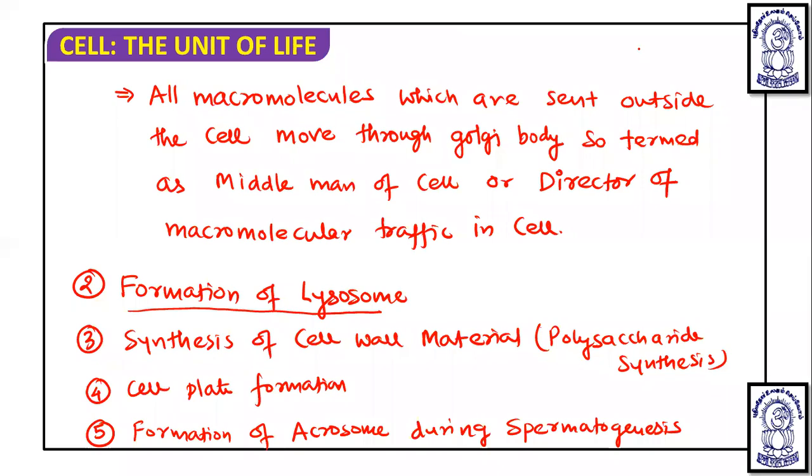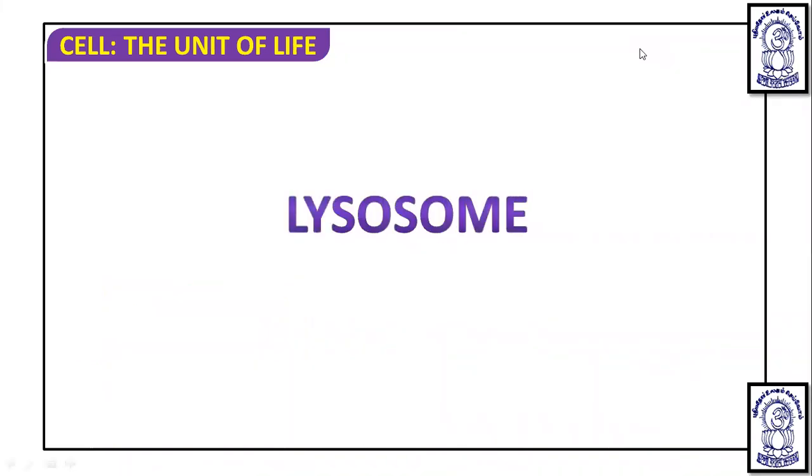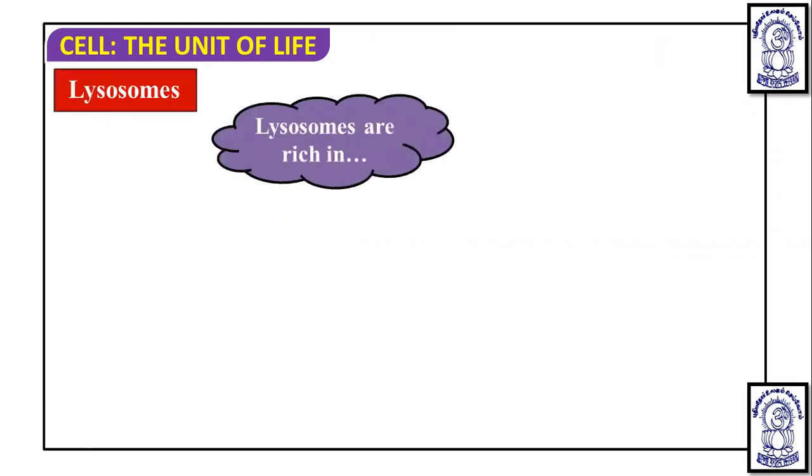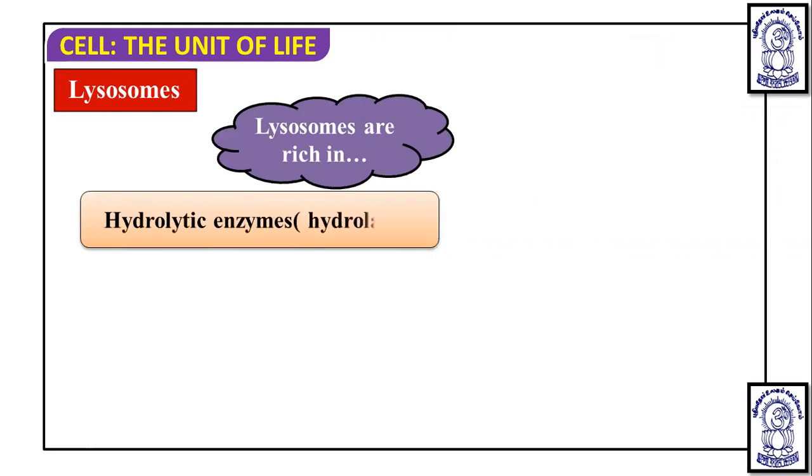So this is all about the Golgi complex. Now we are going to talk about the third organelle, which is a part of endomembrane system and which is in coordination with the endoplasmic reticulum and the Golgi body. So if we talk about this, lysosomes are actually rich in some of the hydrolytic enzymes, which we call hydrolases. Okay.